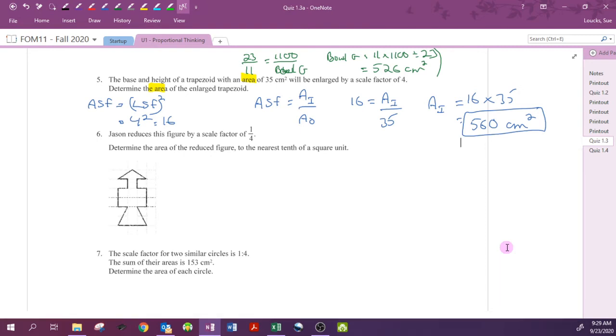Question 6. Jason reduces this figure by a scale factor of 1/4. Determine the area of the reduced figure to the nearest tenth of a square unit. Well, the first thing that freaks everybody out on this question is that you don't know what the area of the figure is, but you can count it.